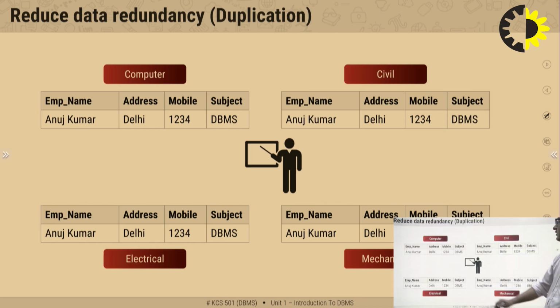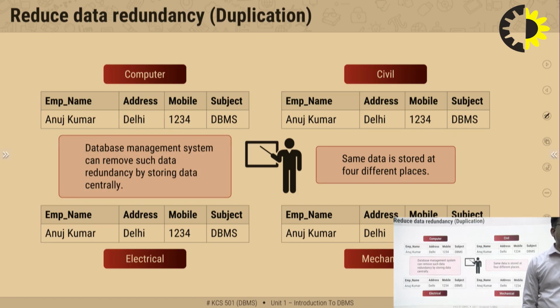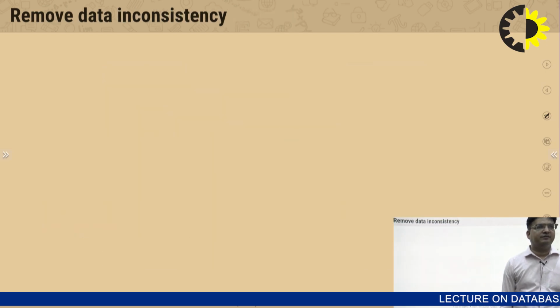See, there is one computer department, civil department, electrical department, and mechanical department. Now, what we are seeing is that the same data is being stored at different places. The same information is stored at 4 different locations. So, a database can remove such redundancy by storing the data centrally. The same data used to be stored at 4 different locations at different sites. Now, in DBMS, we store that centrally, thereby reducing the need for redundancy.